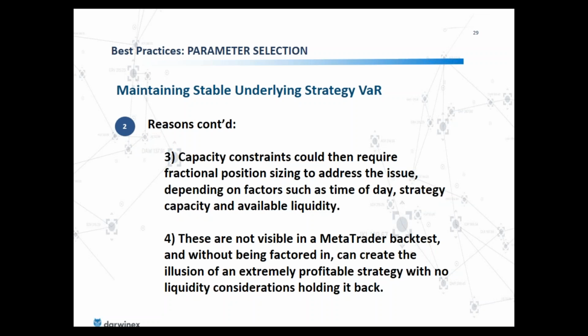These issues are not visible in the MetaTrader 4 backtest, and without being factored in can create the illusion, as I mentioned earlier, with an uncapped maxima in a trading strategy during a backtest. It can create the illusion of an extremely profitable trading strategy with no liquidity or capacity constraints affecting it. So this is something that traders need to be mindful of when doing any form of backtesting in the strategy tester or not.